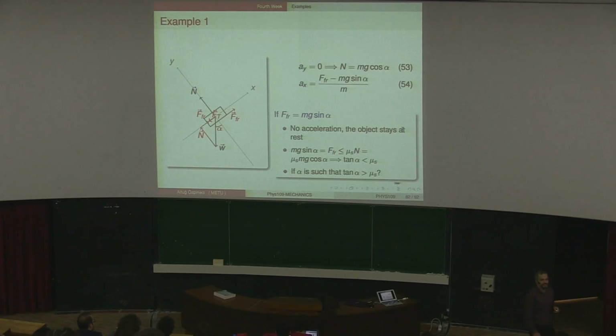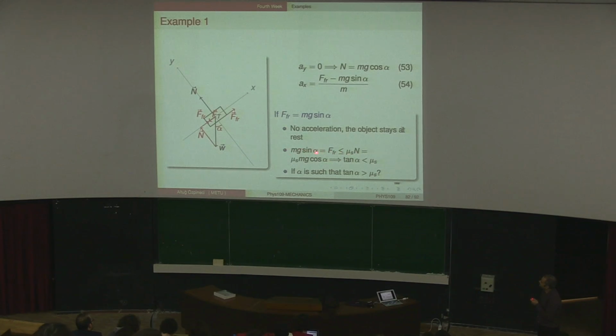Now, there are various cases. It can be that the object doesn't accelerate in the x direction, that is, if the friction force is equal to mg sine alpha. In this case, we know that there is no acceleration. The object always stays at rest. Since the object is at rest, the friction force here is the static friction force. But we know that the static friction force, which in this case is mg sine alpha, should always be less than or equal to the coefficient of static friction times the normal force. The normal force we had already calculated. It is mg cosine alpha.